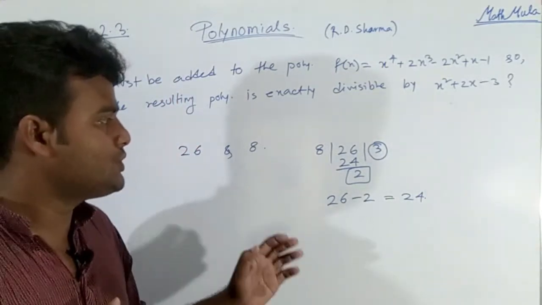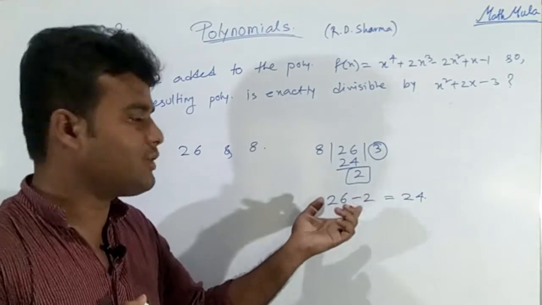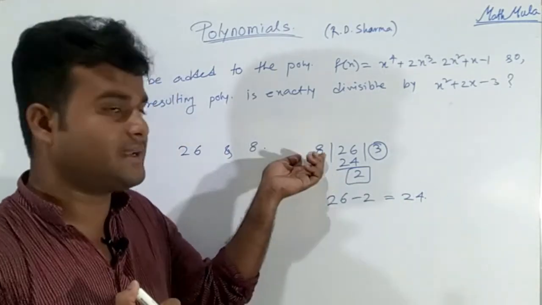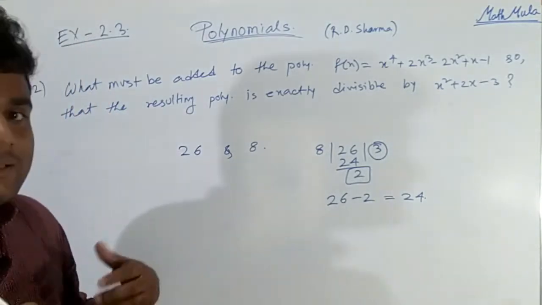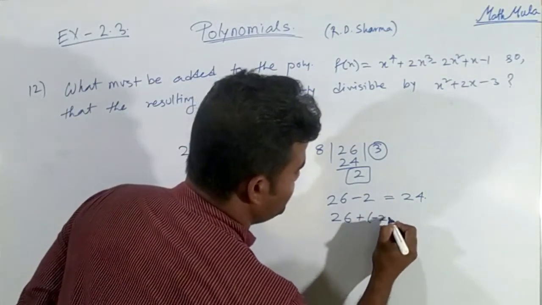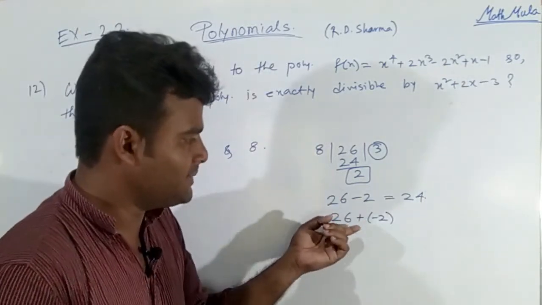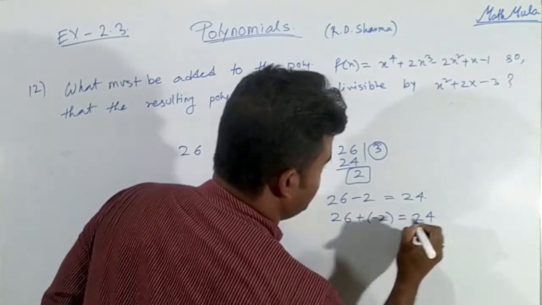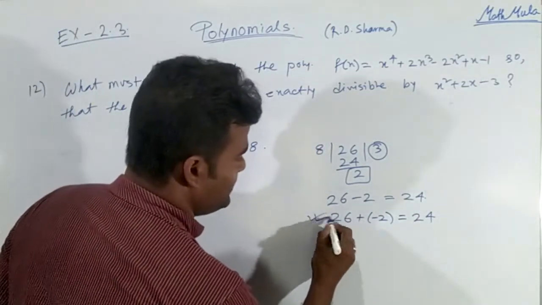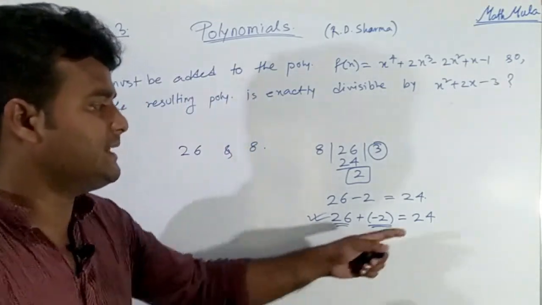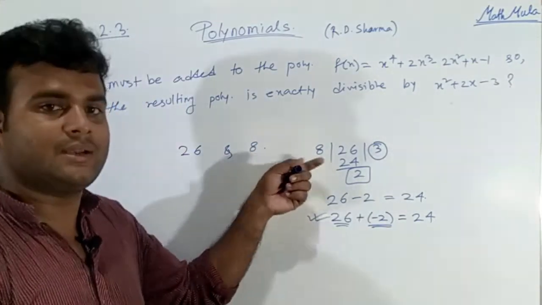That means we should subtract the remainder from the dividend. Then the resulting number will be exactly divisible by the divisor. And another way we can write 26 minus 2. This minus can be written as plus or minus of 2, which is also equal to 24. In the second expression, we add the remainder with the dividend. Then the resulting number is exactly divisible by the divisor.